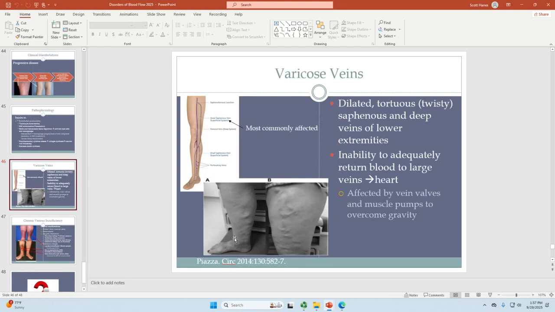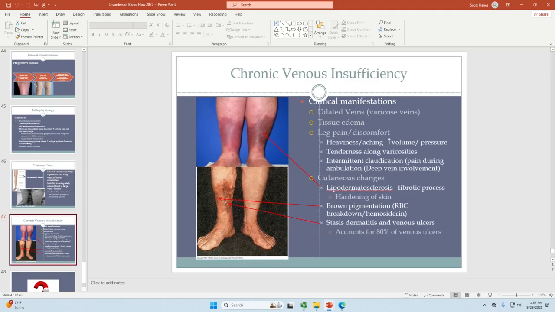So this is just an example of what we typically see in a patient that has varicose veins. You see these very dilated, engorged veins on the superficial level. Again, this is a clear indication of significant disease, but it also means there's decreased return of blood to the heart, which can be problematic.